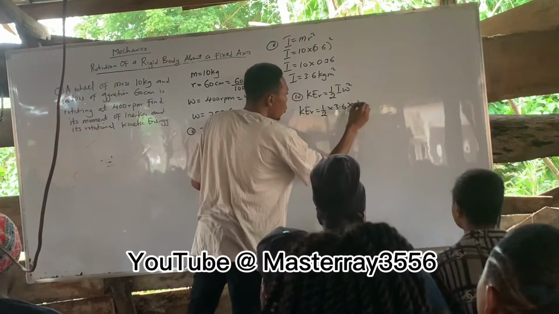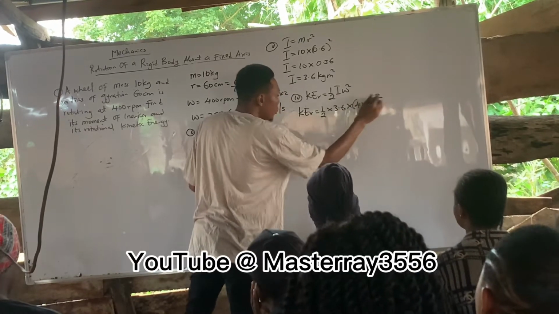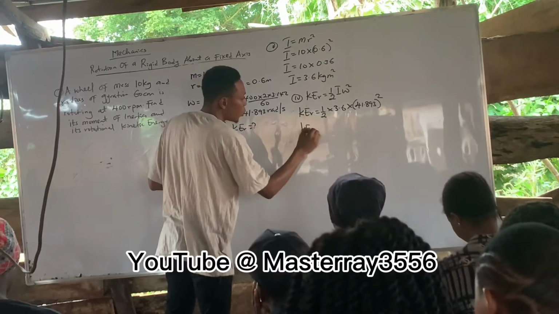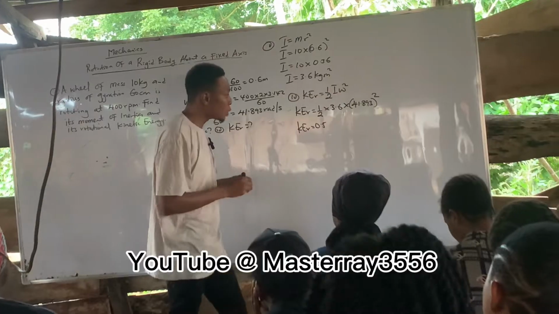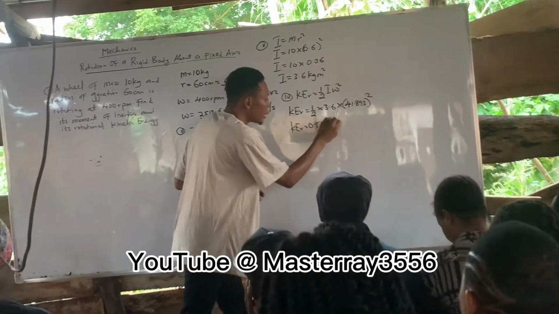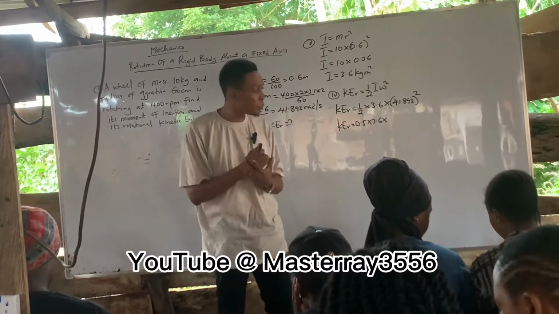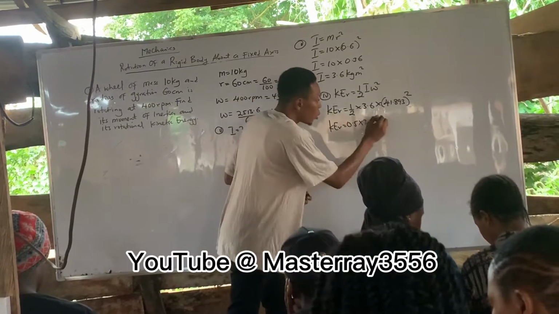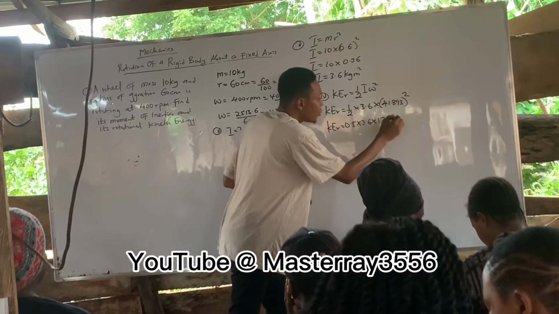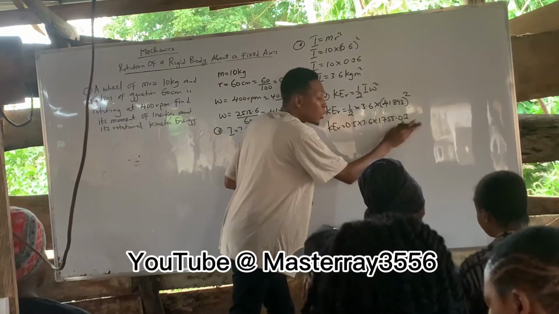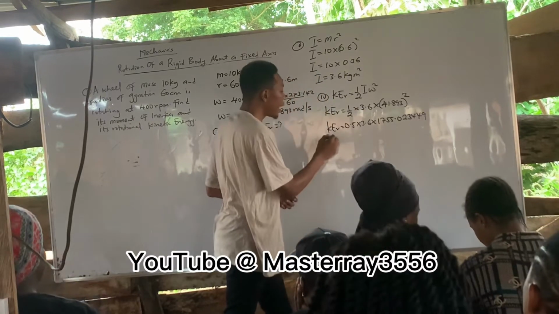We have 41.893, then squared. All right, KER will be equal to half, which is 0.5, then times 3.6 times 41.893 squared. We multiply everything, 41.893 squared is 1755.02.